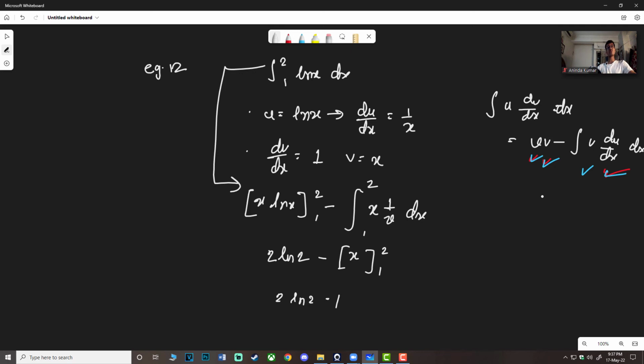So this is how you apply this formula in this type of integrations. But if you have an expression that can be differentiated all the way to 0, you can apply the tabular formula. It will make your work very simple.